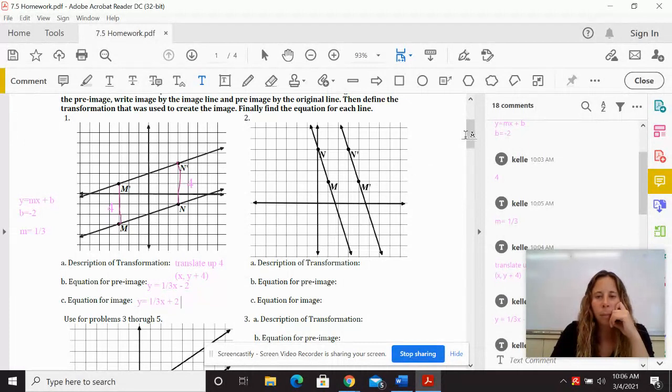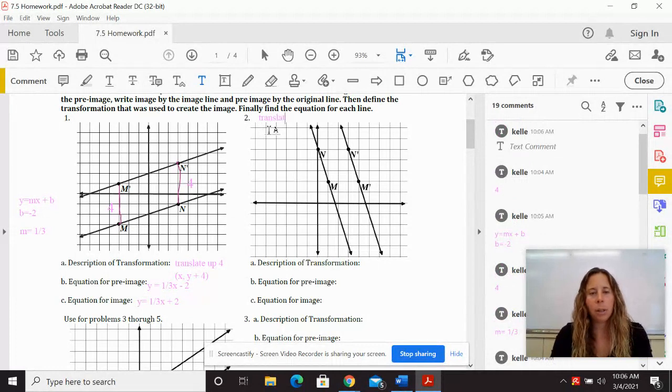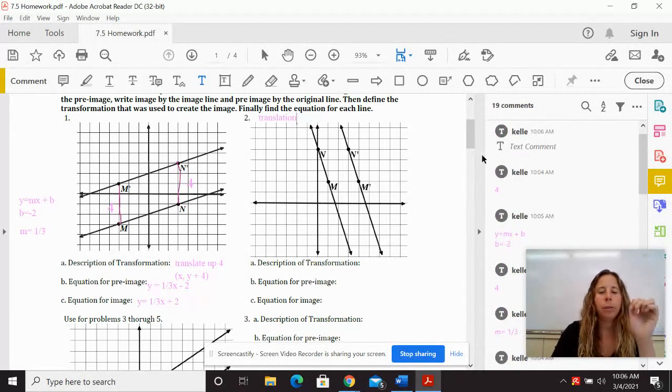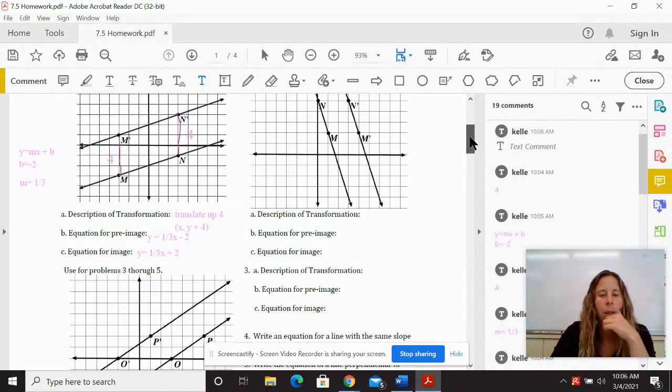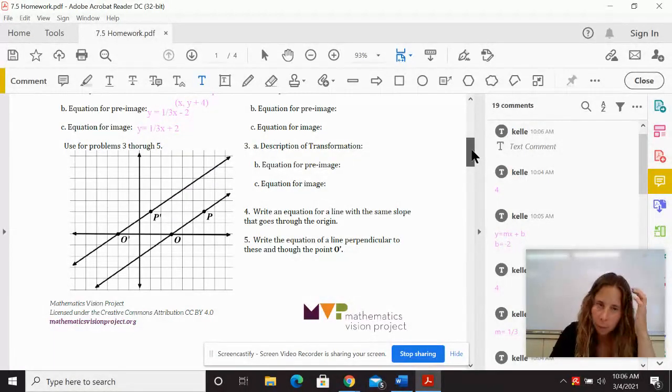Number 2 is also going to be a translation, so I'll give you that hint. Is it some type of translation for the transformation? Okay, here we go. What's this one about? Okay, this is another translation. I'm not going to tell you what it is, but it is another translation.